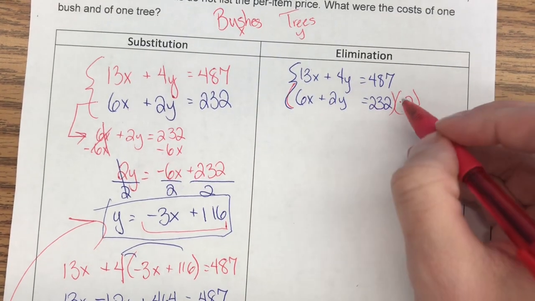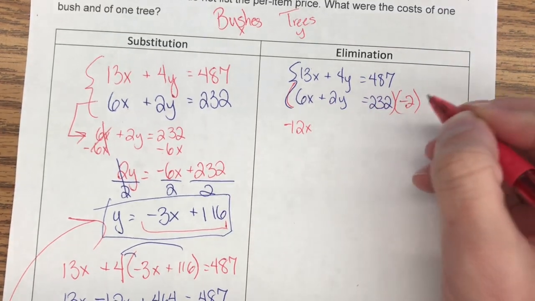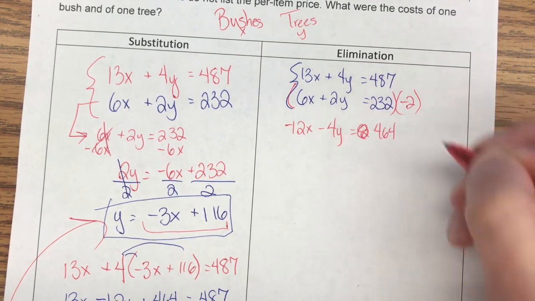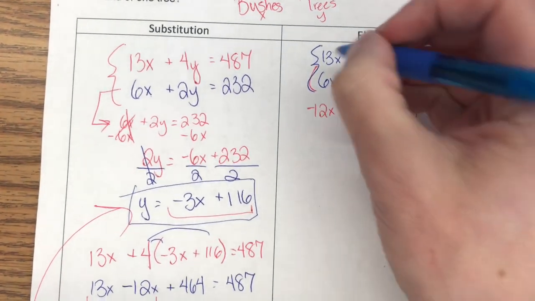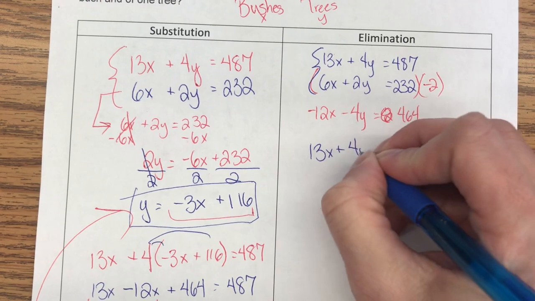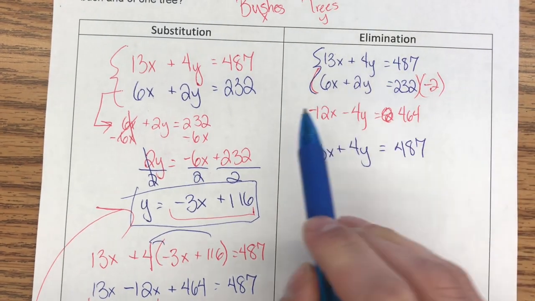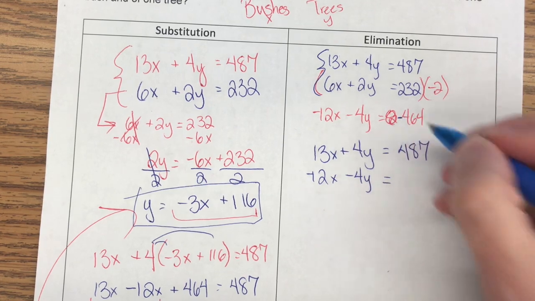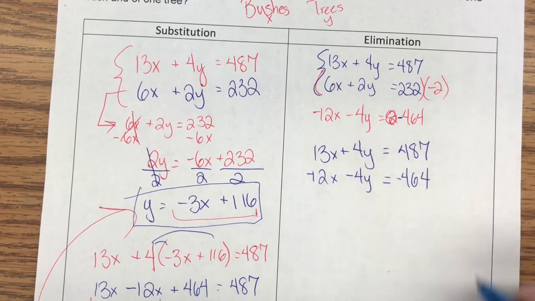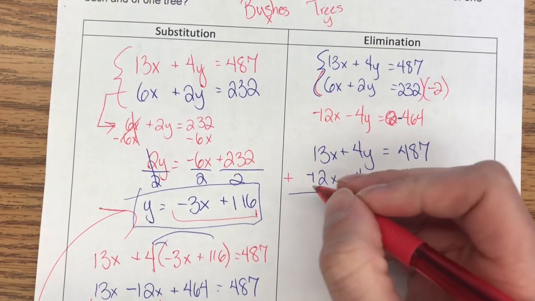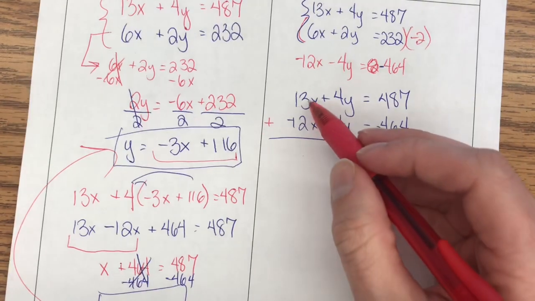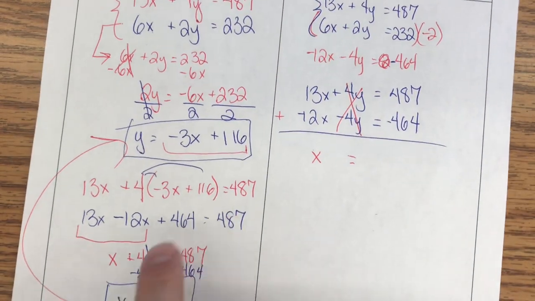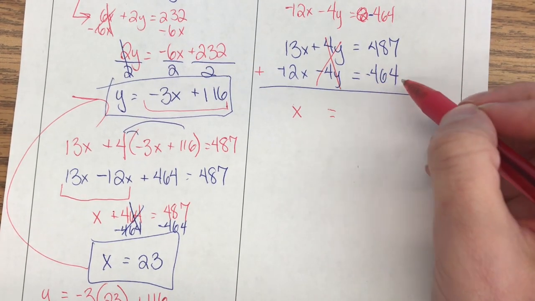So this bottom equation, if I multiply negative 2 to everything, becomes negative 12X minus 4Y equals negative 464. So let me rewrite everything without that sloppiness, okay? The top equation stays the same. My new bottom equation is negative 12X, negative 4Y, and negative 464. If I add these equations, it's going to look very familiar to what I did in substitution. 13X plus negative 12X is going to be regular X. These guys disappear, and 487 plus negative 464 is 23.